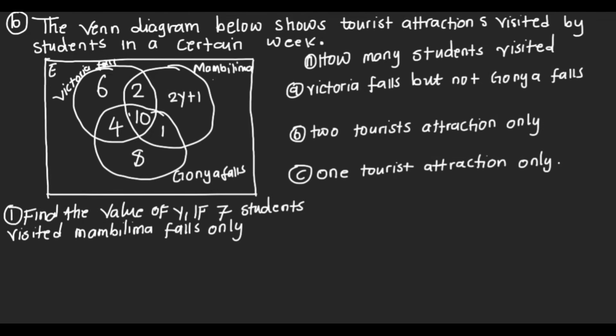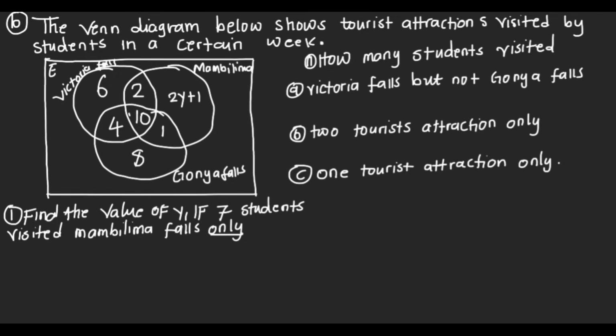We move on to question B. The Venn diagram below shows tourist attractions visited by students in a certain week. So we can see that we have 3 tourist attractions, Victoria Falls, Mambirima Falls, and Gonya Falls. Okay. Now let's look at the first question. Find the value of y if 7 students visited Mambirima Falls only.